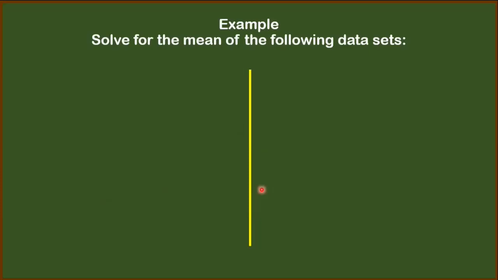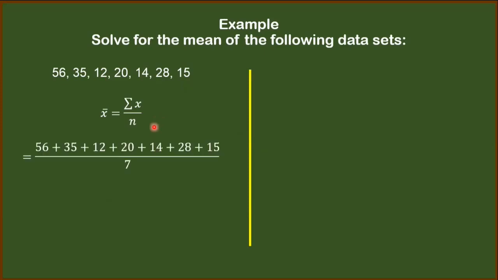So we have to solve for the mean of this dataset. We have 56, 35, 12, 20, 14, 28, and 15. So what we're going to do is we will use this formula. For summation of x, it just means we will add all the data and divide the sum by the number of data involved. So in this example, we have 1, 2, 3, 4, 5, 6, 7. So that's why 7 is our denominator.